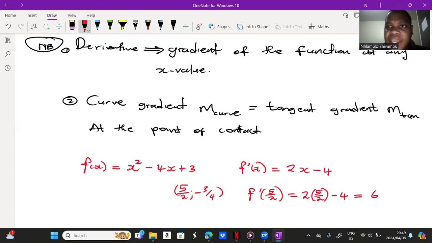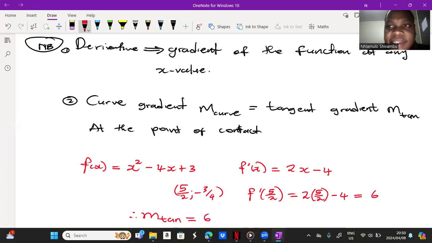But remember, we're not looking for the gradient of the curve. We're interested in the gradient of the tangent. So which principle are we going to use now? We're going to use the principle that the curve and the tangent have equal gradients at the point of contact. So if the gradient of the curve at 5 over 2 is 6, therefore the gradient of the tangent will also be equal to 6.